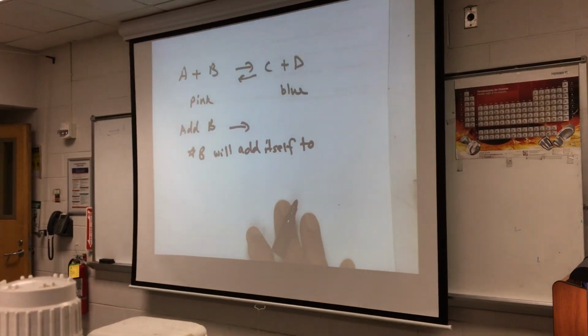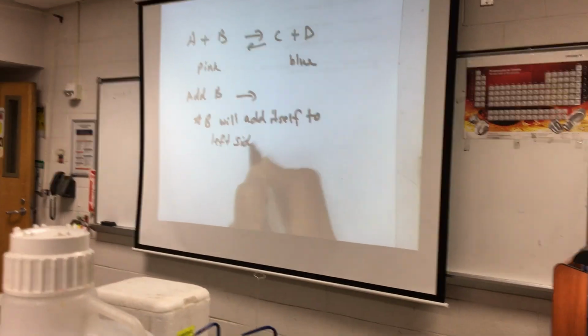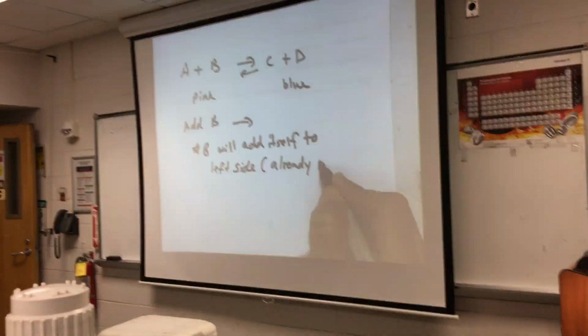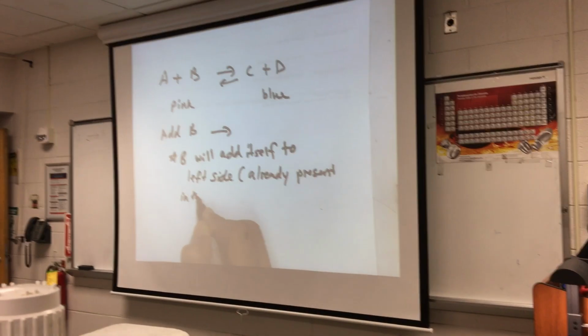Where is B to begin with? To the left side. Why? To the left side. Already present, correct? Already present in the left side, correct?